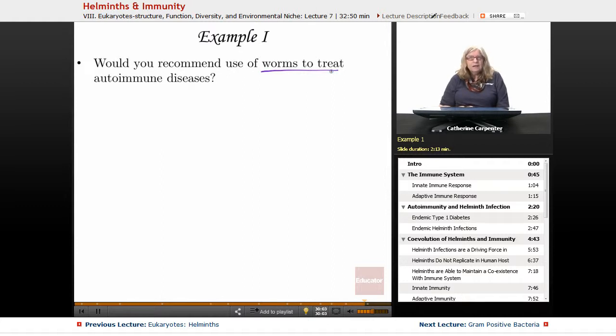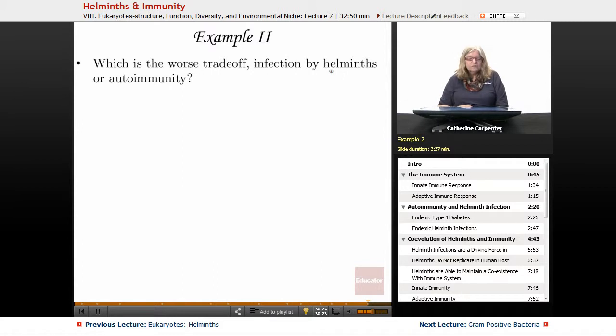So in answer to this question, there really isn't an answer. Possibly some investigators have tried it, right? But the evidence really isn't in for a widespread treatment approach to these various types of autoimmune diseases. So our second question is, what is the worst trade-off? Infections by helminths or autoimmunity?